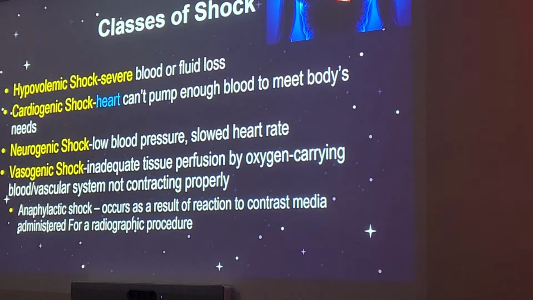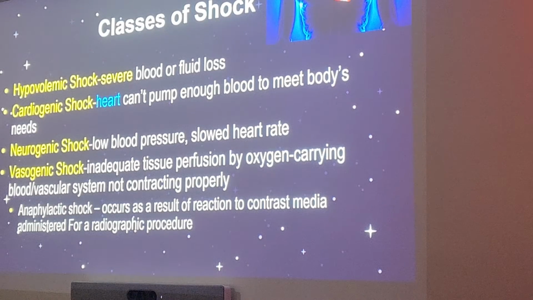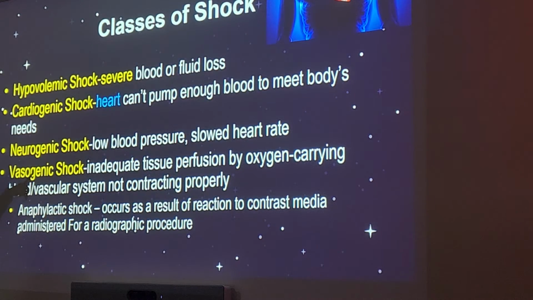Four different kinds. Hypovolemic shock. That's the shock that happens when you have severe blood or fluid loss. Cardiogenic shock. Cardio has to do with the heart. And that's when the heart can't pump enough blood to meet your body's demands. Neurogenic shock is caused by low blood pressure. What was the term for low blood pressure? Hypotension and slowed heart rate.